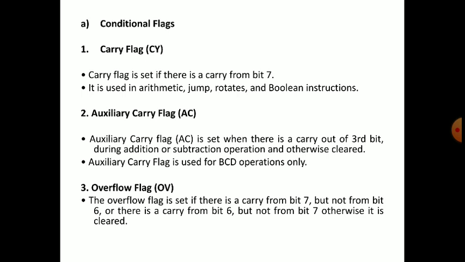This is used for BCD operations, binary coded decimal operations only. In binary coded decimal operation we should add 6 to the output if it exceeds 9, that is if there is a 10, 11, 12, such type of values come in the result, then we should add 6 to this result, then only it will be represented in BCD format. Such type of operations will be detected by this auxiliary carry flag.